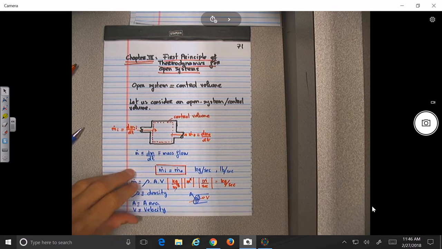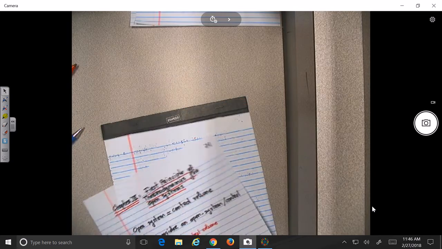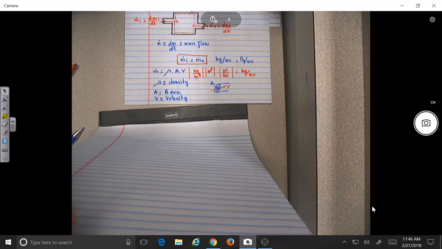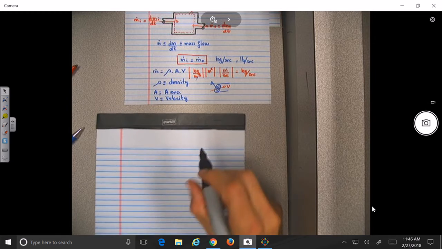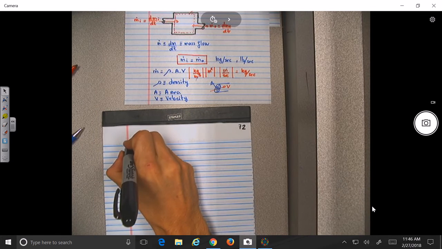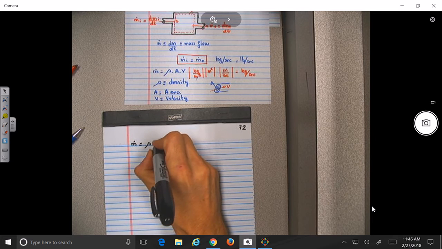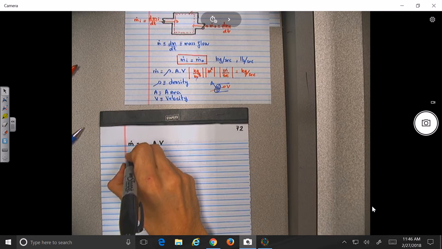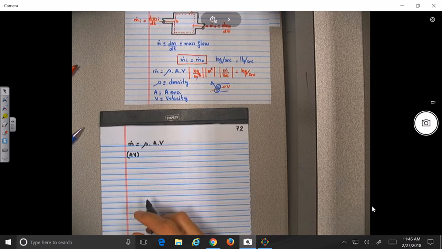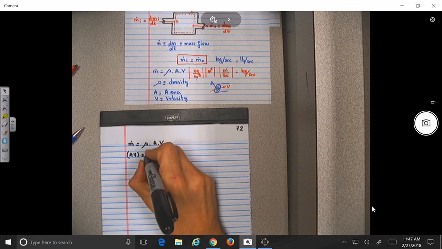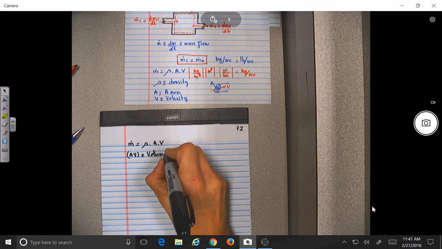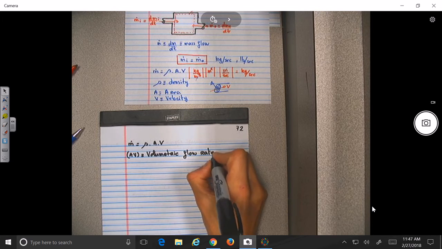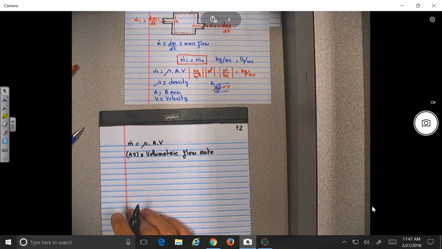All right. So this is generally the way. I mean, you remember the mass flow rate, but let's see. Page 72, so m equals rho AV, okay? Now AV, if you combine it together, is what is known as the volumetric flow rate.